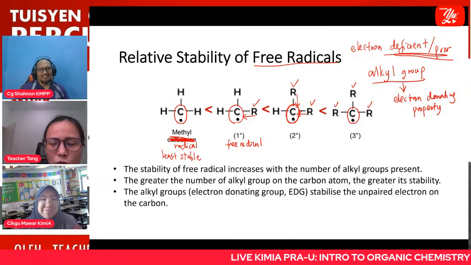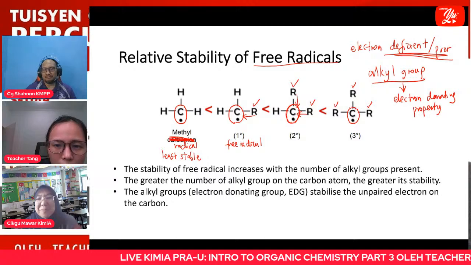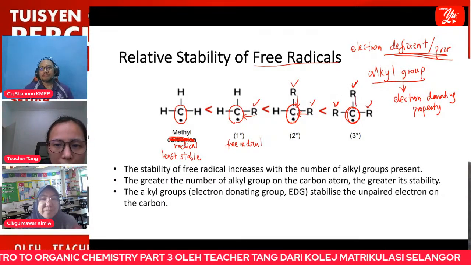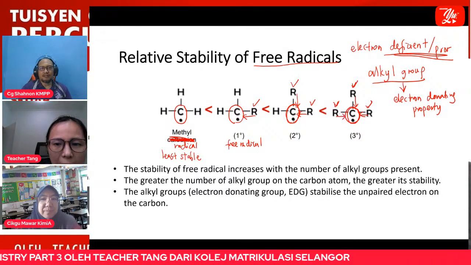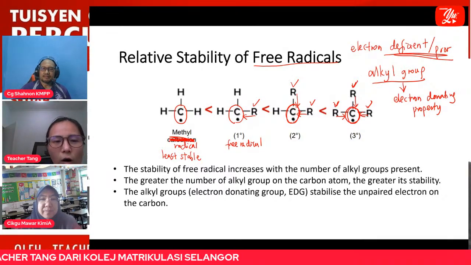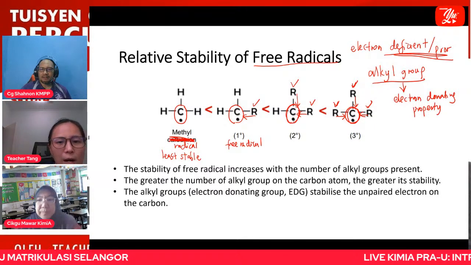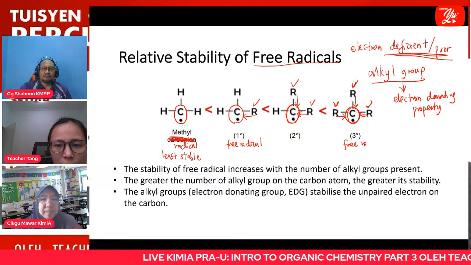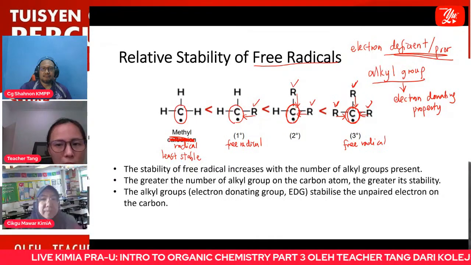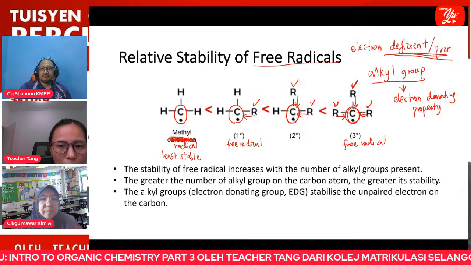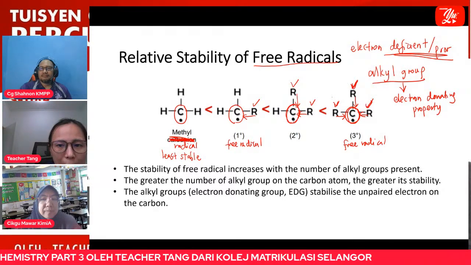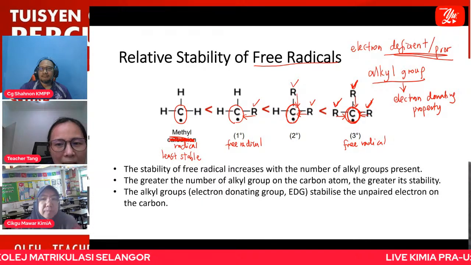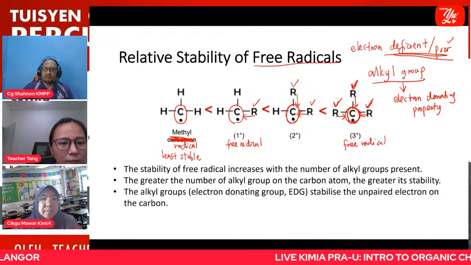For the tertiary free radical, the carbon with the unpaired electron is attached to 3 alkyl groups. So there are 3 alkyl groups stabilizing the carbon with the unpaired electron. Therefore, among the methyl radical, primary, secondary, and tertiary free radicals, the tertiary is the most stable. Why most stable? Because the carbon with the unpaired electron is attached to the most alkyl groups, which stabilize the carbon with the unpaired electron, which is electron deficient.